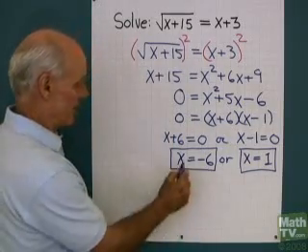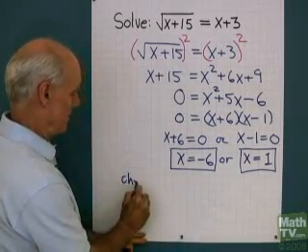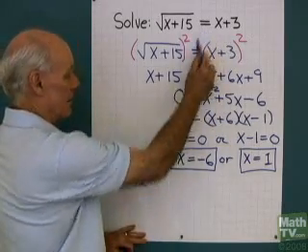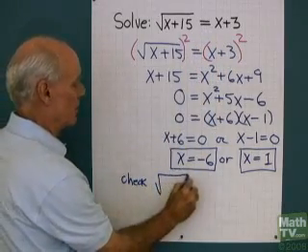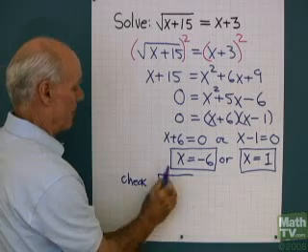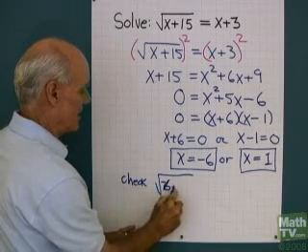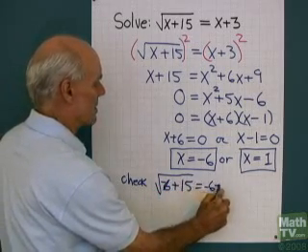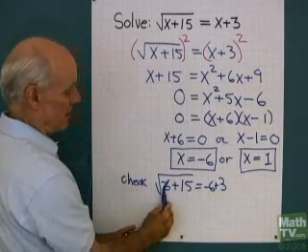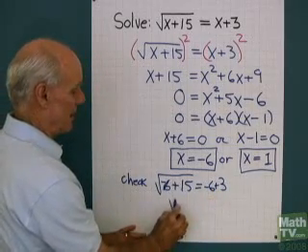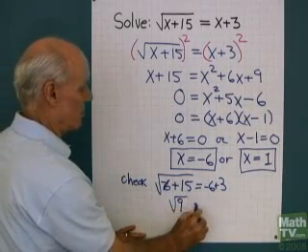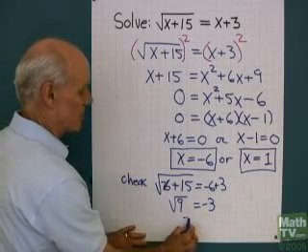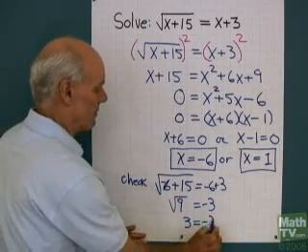So let's do that. Let's check this solution. I'll take x equal negative 6 and put it back into this equation. I get square root of negative 6 plus 15 is equal to negative 6 plus 3. Negative 6 plus 15, that's 9. So square root of 9 equal negative 3. I end up with square root of 9, which is 3, equal negative 3.